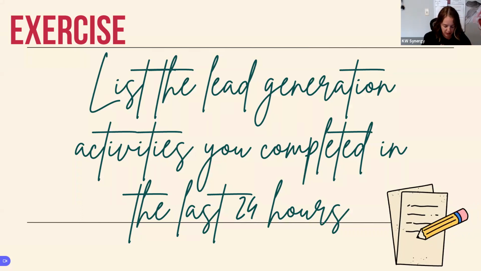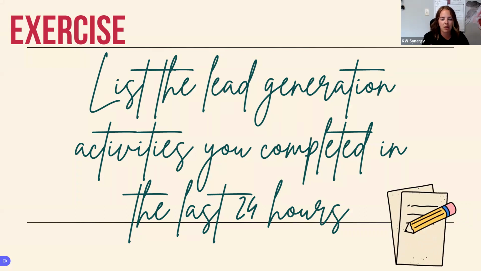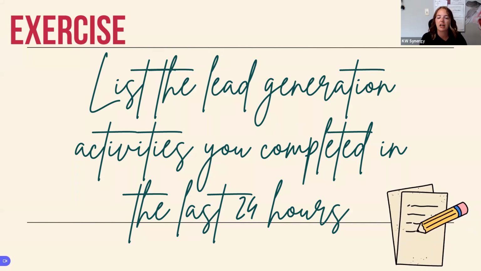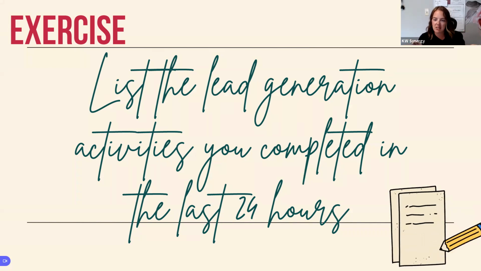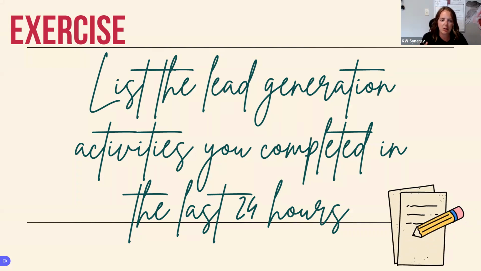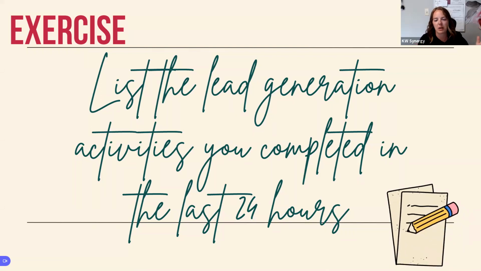So here's now where we're going to do the exercise. If you just hopped on, just grab something to write with. I'm going to give you 1 minute, and you are going to list the lead generation activities. We're going to say the last 24 business hours. I know you guys work on the weekends too, but I'm not sure if everybody lead gens on the weekends, just because it's a little bit of a different time. So the last 24 business hours, or if you want to go the last 4 days even, I'll give that.